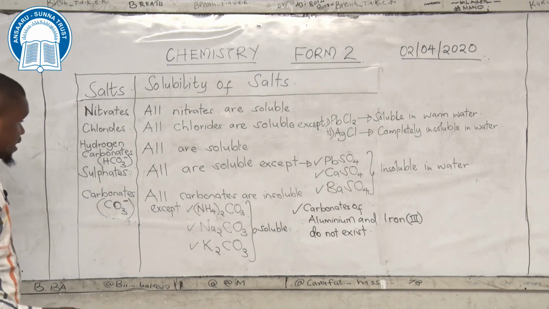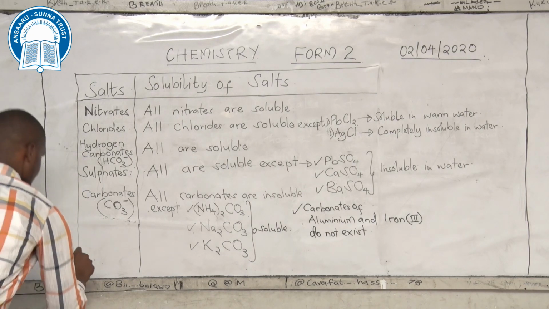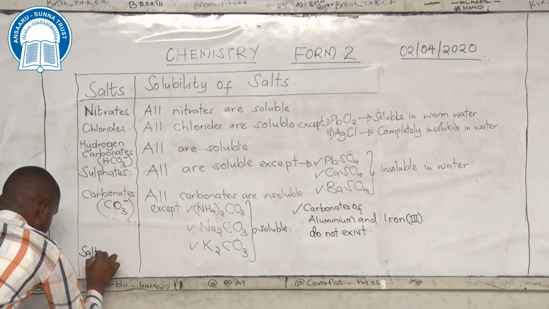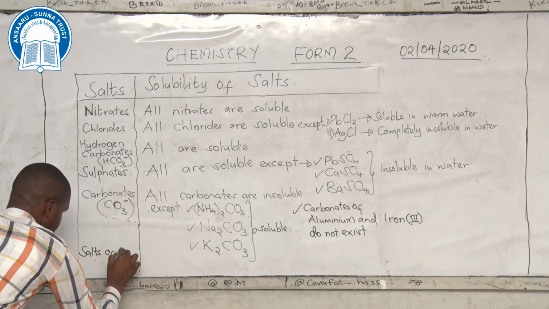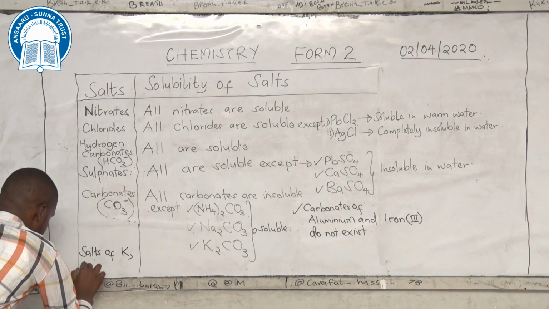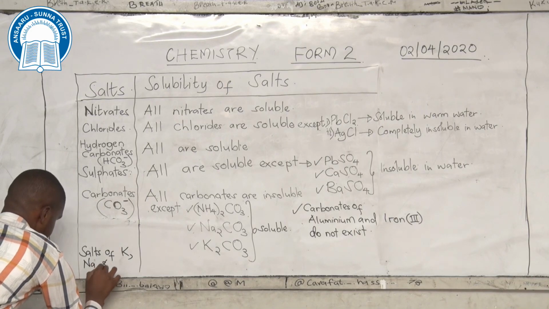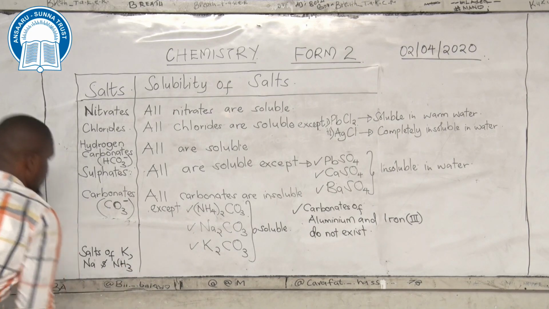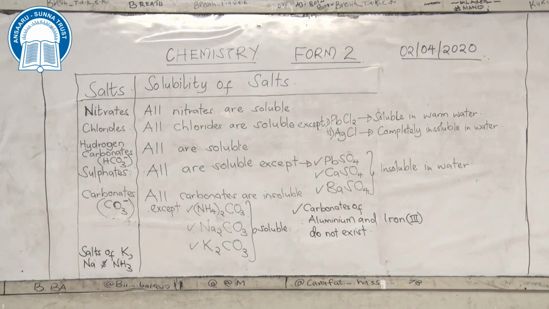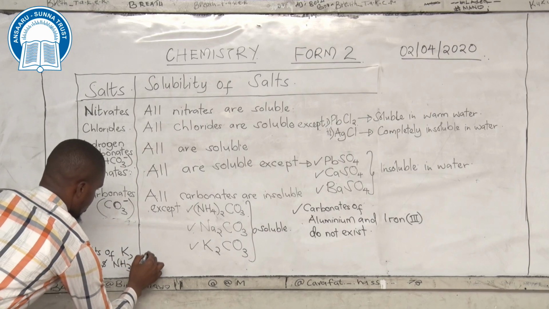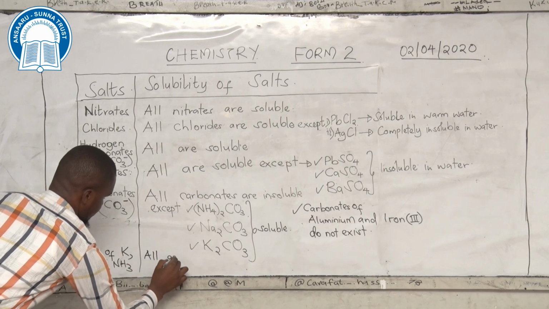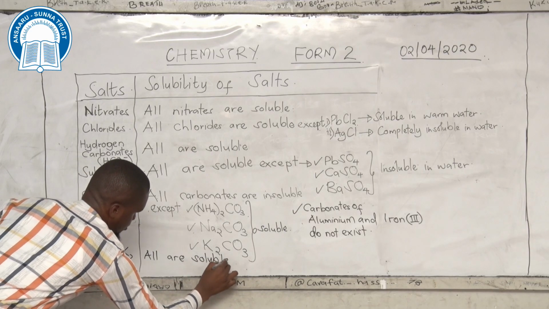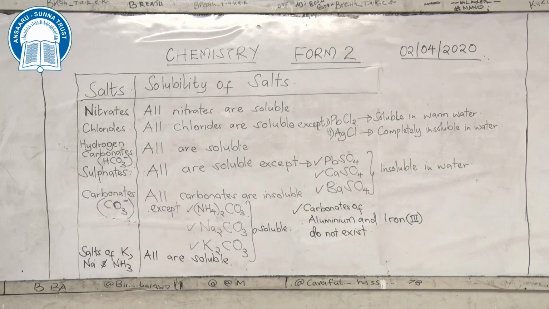And lastly, to summarize solubility of salts, we can also talk about salts of potassium, sodium, and ammonia. All are soluble.